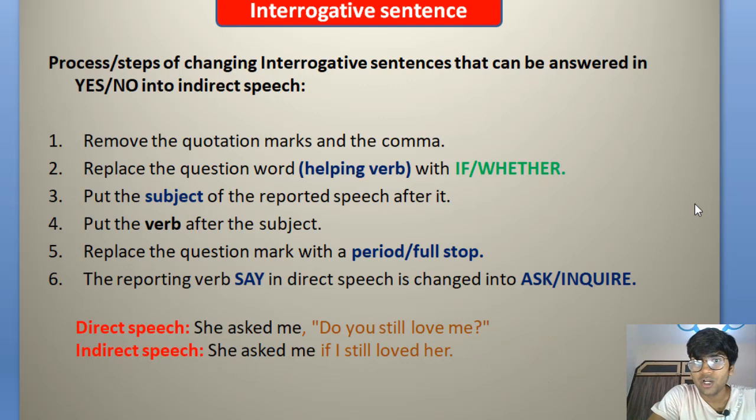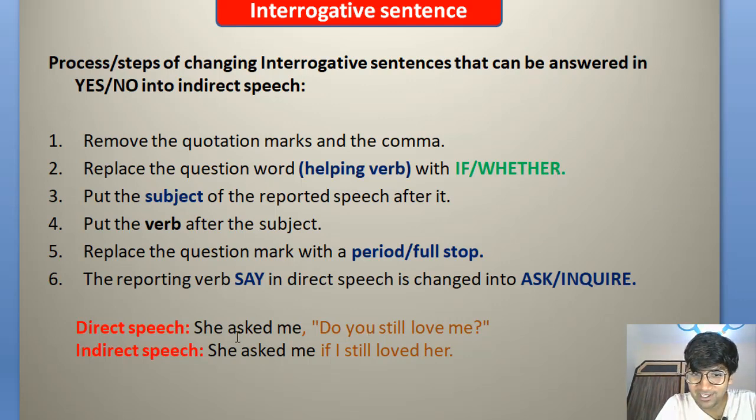Simple. Now, when the interrogative sentence can be answered in simple yes or no, what do we do? What is the process? The process is simply the same. All that we do is we replace the helping verb with if or whether. Everything is just the same.